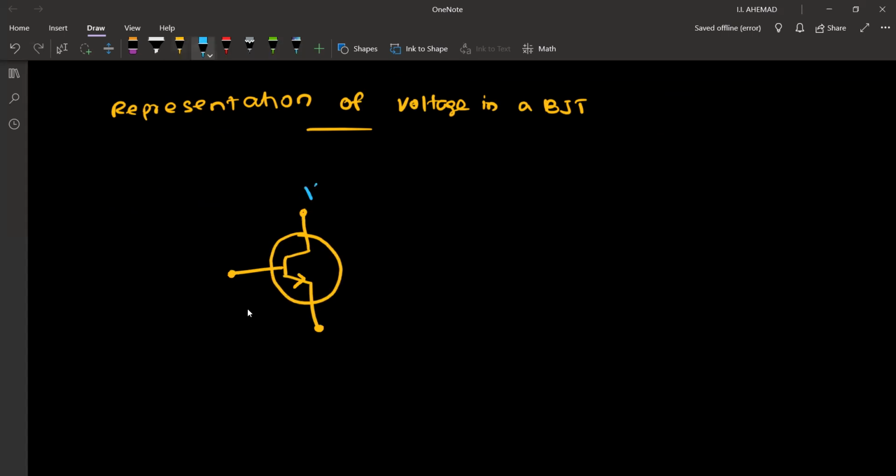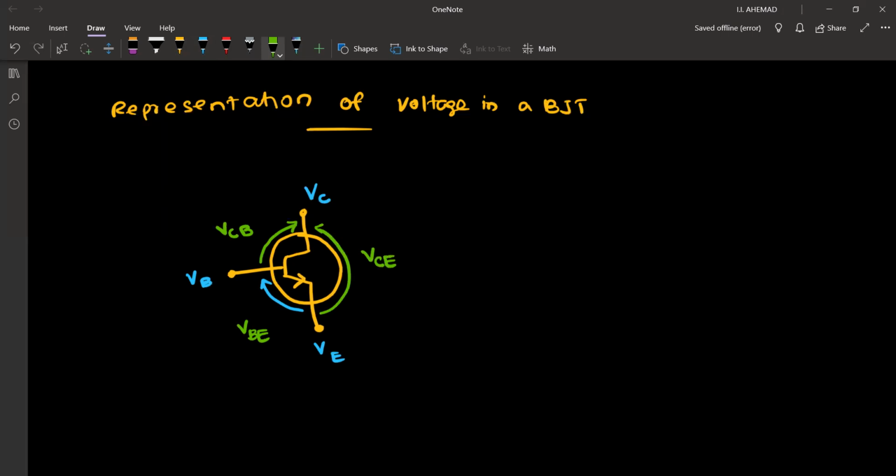So this one we call the collector voltage. This is the emitter voltage, and this is the base voltage. If we show using an arrow, this is voltage of B with respect to E, and this arrow shows voltage of C with respect to B. And here, this is voltage of C with respect to E.